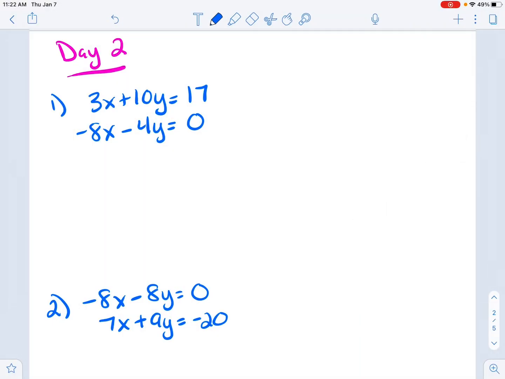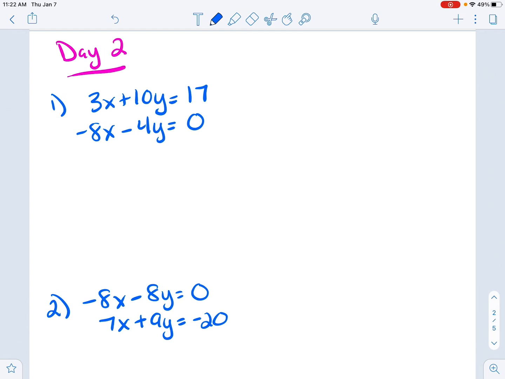Today we're going to look at the harder problems for elimination. Sometimes you have to multiply both equations by a number to get the same number with opposite signs so that you can use elimination. Before, we only had to multiply one or none of the equations. So let's look at these.